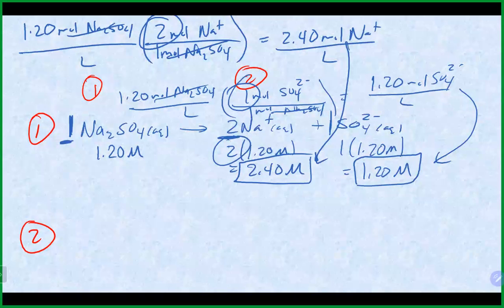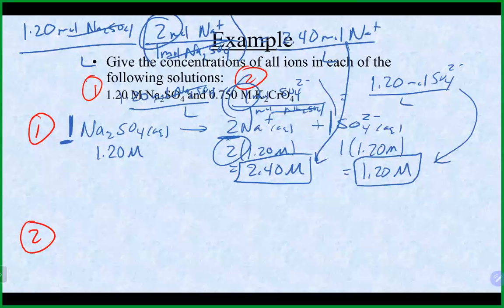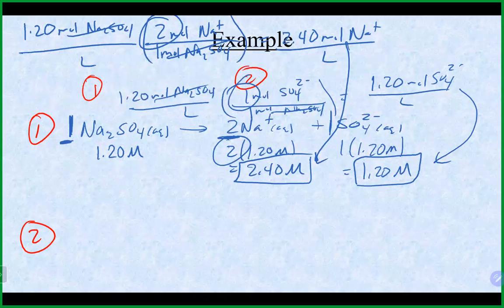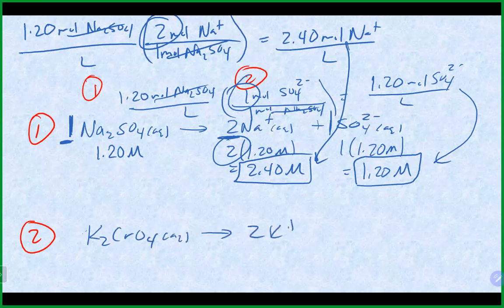So looking at our other one, which is, if I remember, what was it? 0.75 potassium chromate, I think. So we have in this case potassium chromate, which once again, when it breaks apart, will give us 2 potassium ions and a chromate.